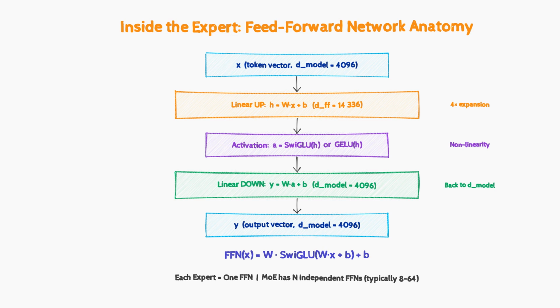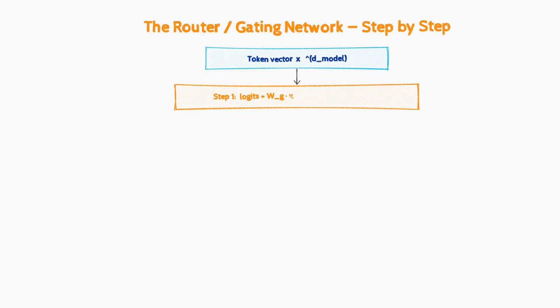In GPT-2 for example, d_model is 768 and d_ff is 3072, a 4x expansion. In Mixtral 8x7B, each expert FFN has d_model 4096 and d_ff 14336. The genius of MoE: instead of one big FFN, you have n smaller FFNs, each trained to specialize in different kinds of knowledge. The router, also called the gating network, is the brain of the MoE system.